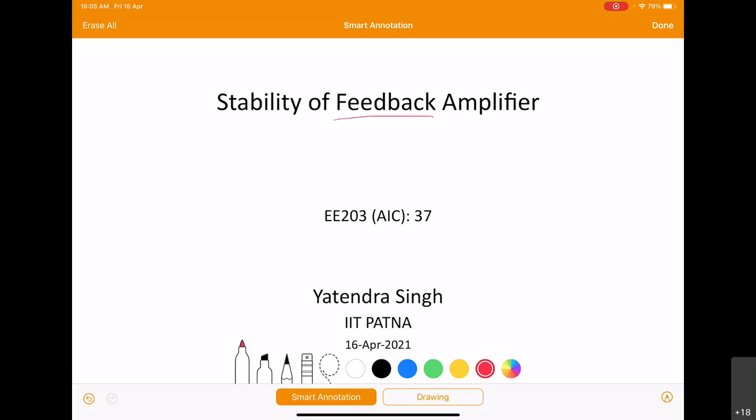So today we will study what we mean by stability, and then we will see under which condition the negative feedback amplifier will not be stable, and then we will try to find out, or define, a few parameters by calculating which we will be able to see if our amplifier in a negative feedback is going to be stable or not.